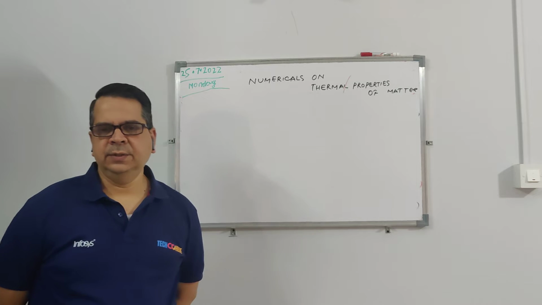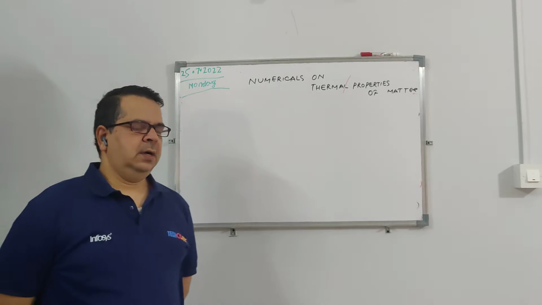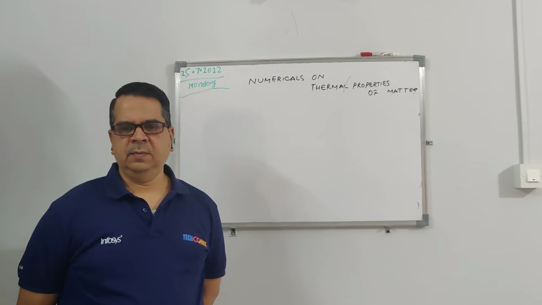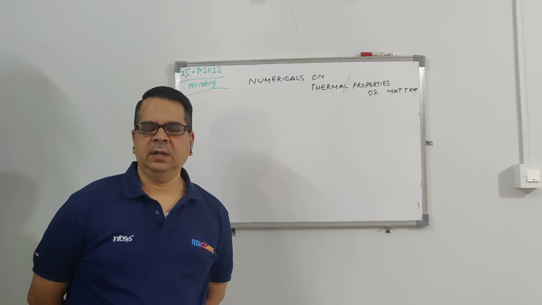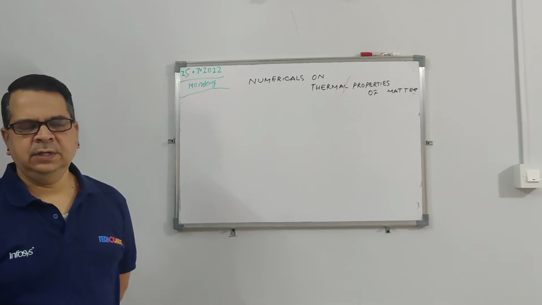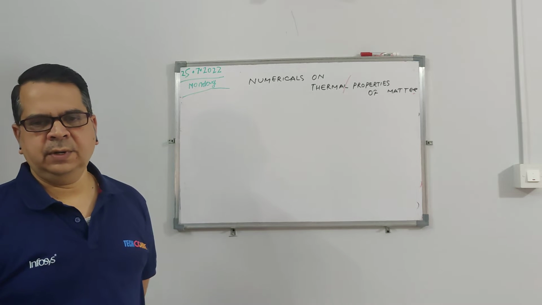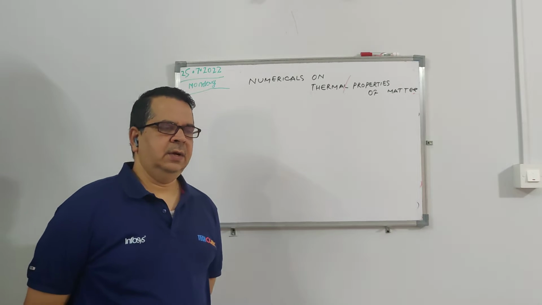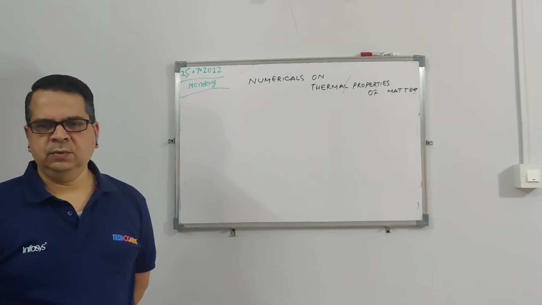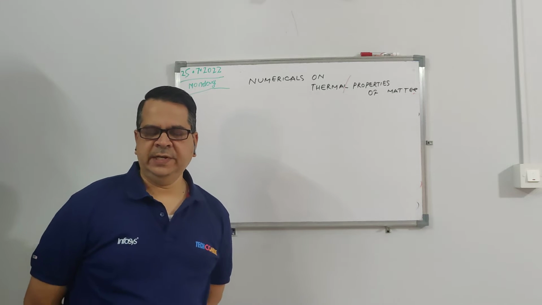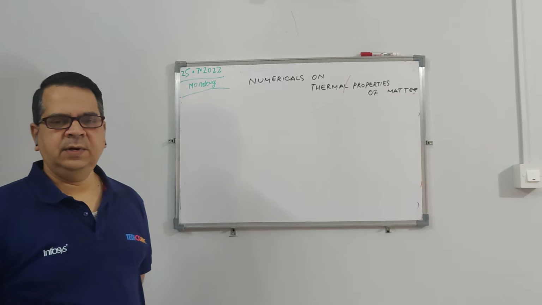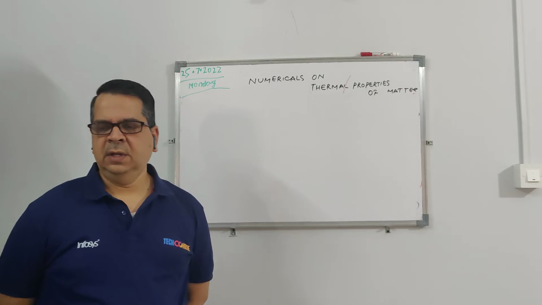And in radiation, we have discussed Stefan-Boltzmann law, that is the black body radiation energy emitted is equal to emissivity into sigma into A into T to the power 4. Okay. And then we have discussed Newton's law of cooling. We have discussed Wien's displacement law, that is lambda m into T is equal to constant and all.